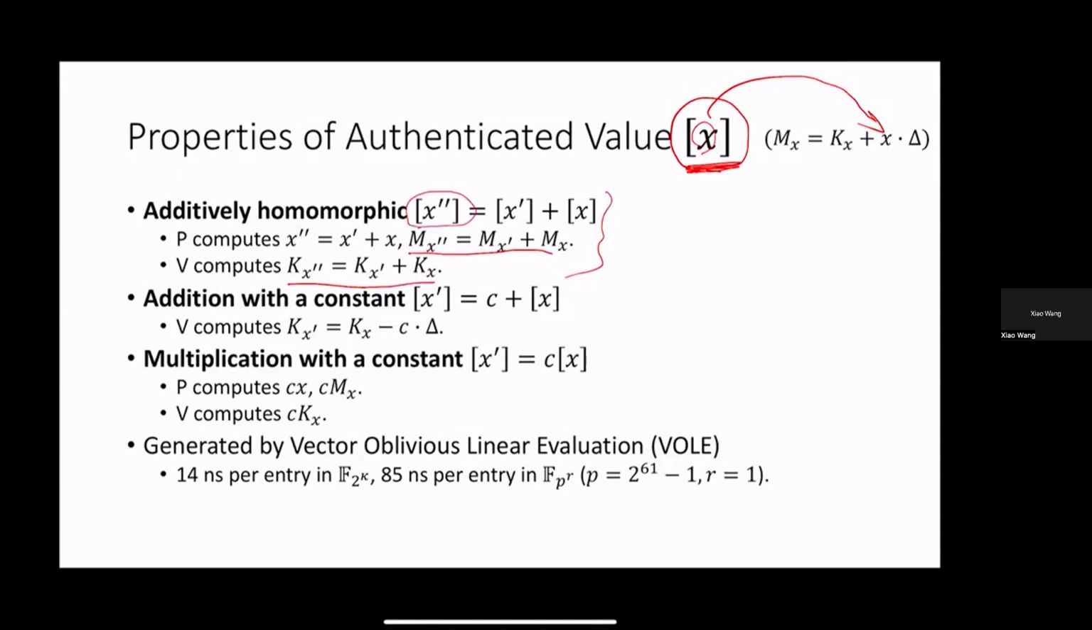Okay, so this is very nice. Addition by a constant is also very easy, since the verifier can just update the key value. Multiplication by a constant is also very easy, where you can do addition, so you can multiply by a constant. So there are ways to do it, and there are ways to do it fast.